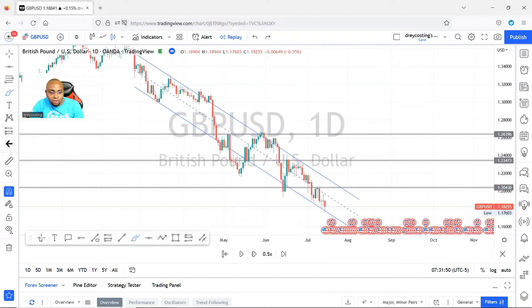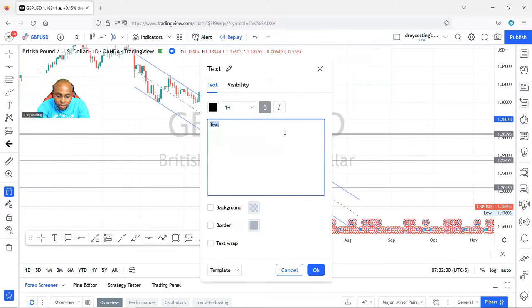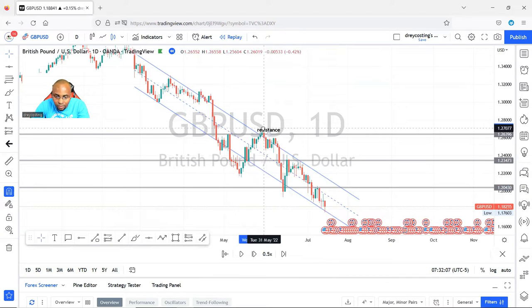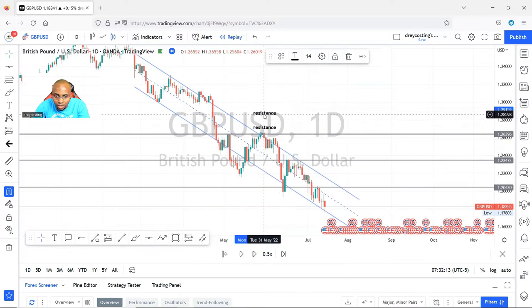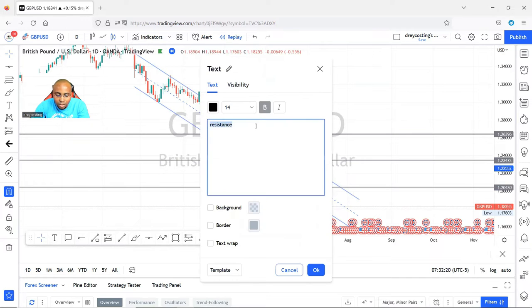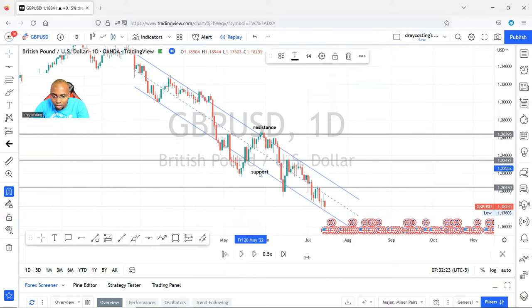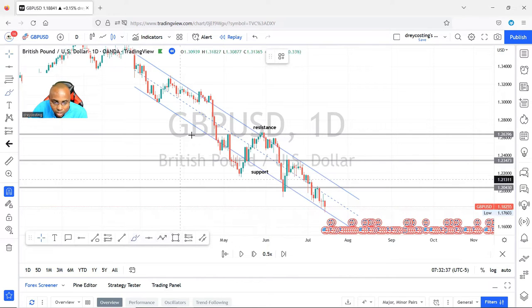But what many people don't know is that you also have diagonal support and resistance. Up here is resistance. This top line is resistance, and this bottom line right here that's trending down is support. So the top line will be resistance and the bottom line will be support. This support and resistance is moving diagonally.